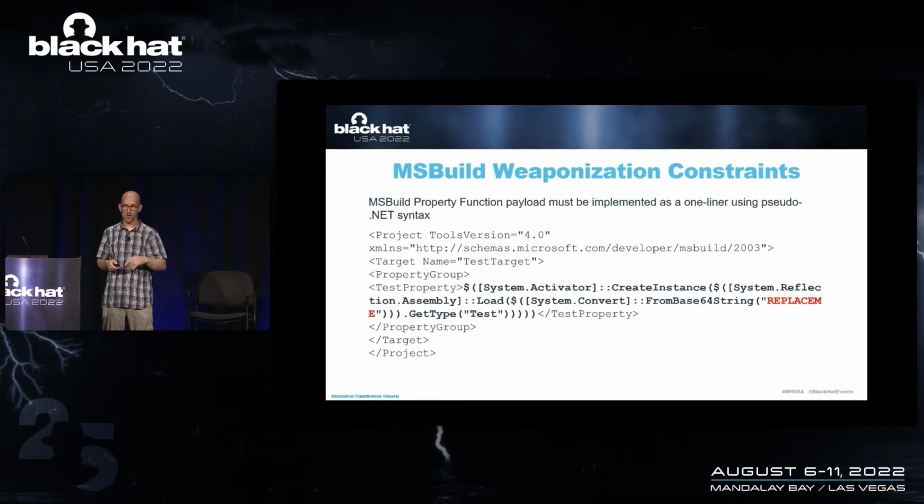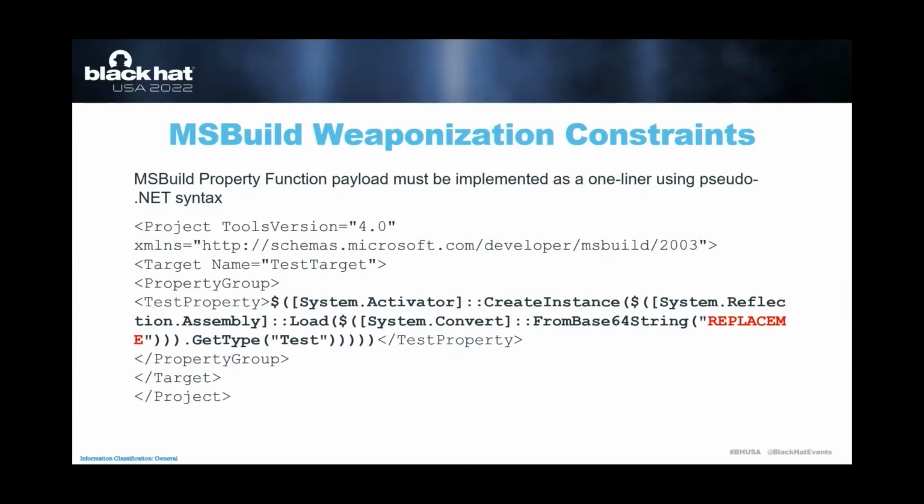So this is what the weaponized payload for MSBuild actually looks like. It's a super weird syntax. It's kind of like PowerShell, and it has to be in a one-liner. So I had to get kind of creative with how to weaponize this. What I ultimately wanted to do to demonstrate arbitrary unsigned code execution was get this to load in memory and execute a .NET assembly. That's what the highlighted code does here.